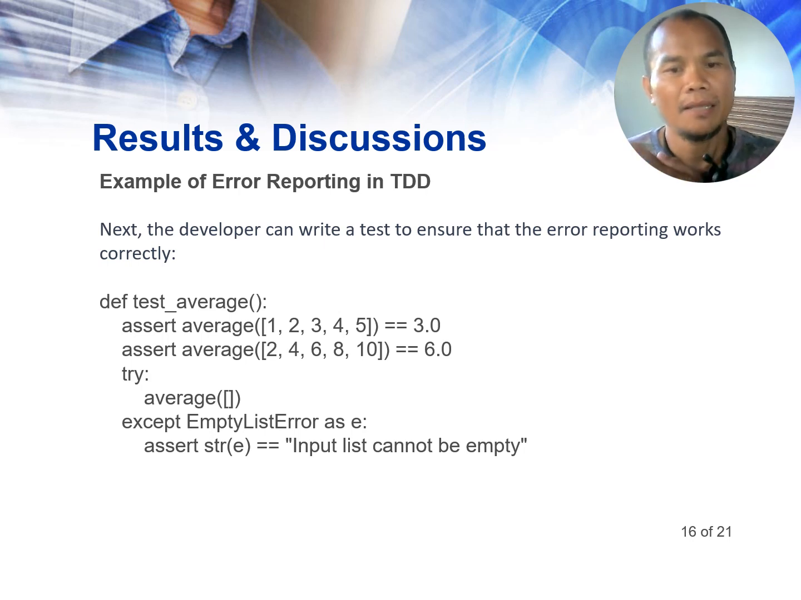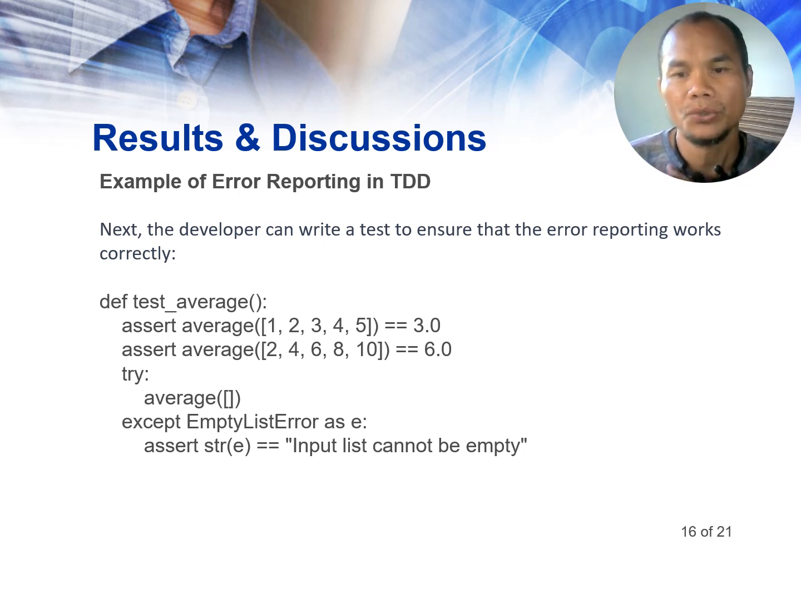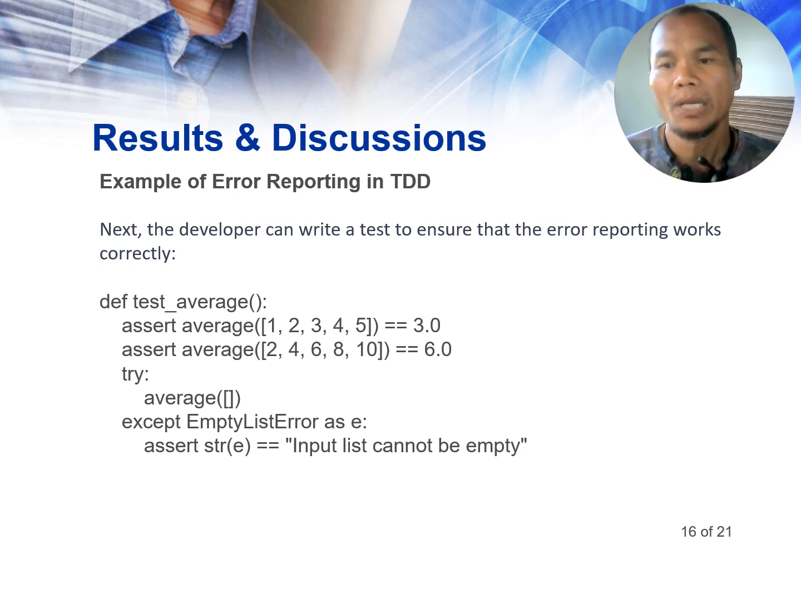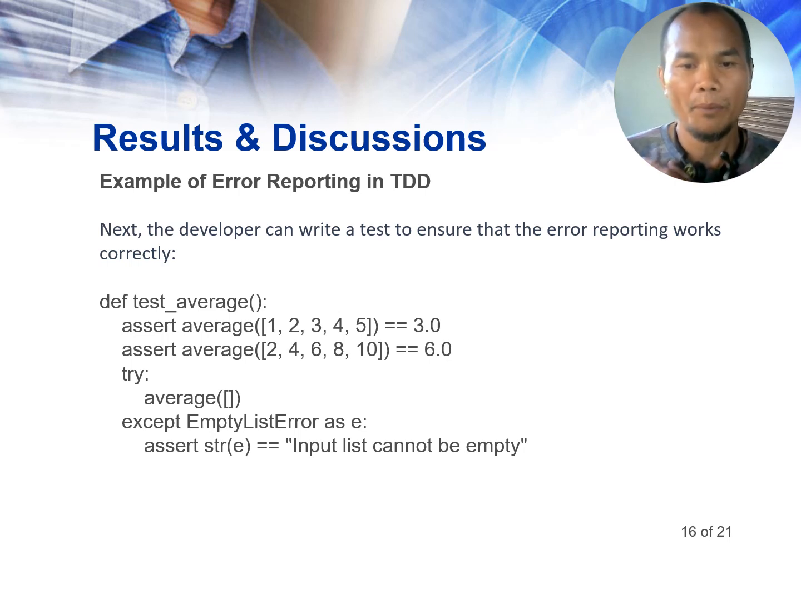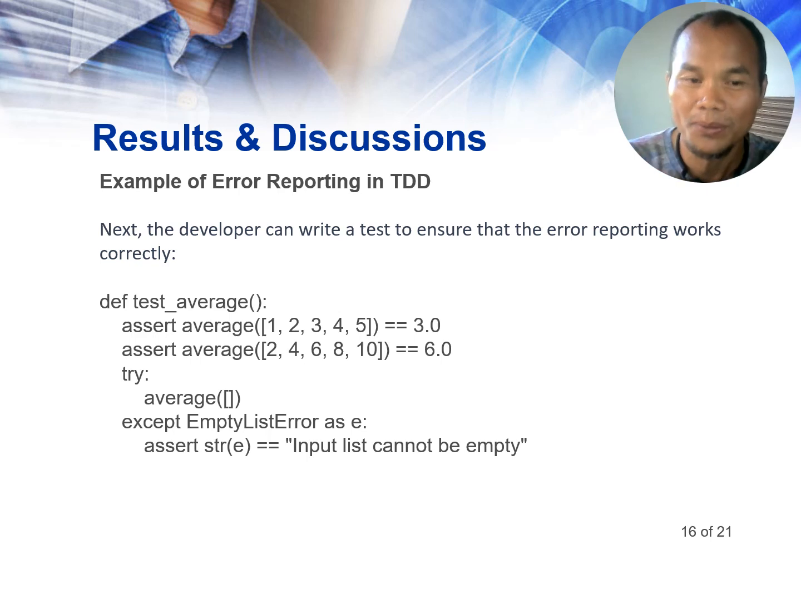Next, the developer can write tests to ensure that the error reporting works correctly. So this new code to test will pass if the function correctly calculates the average of a list of numbers and raises an exception if the input list is empty. Overall, error reporting in TDD can help developers quickly identify and fix issues in their code, improving the overall quality and reliability of the code base.